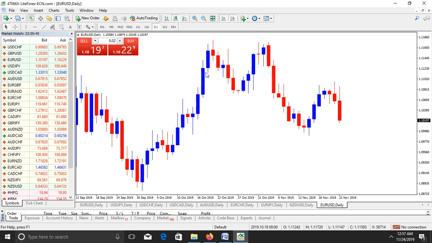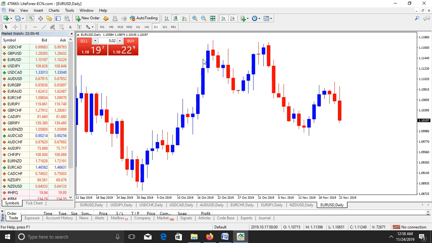Now, if you look at this one here, the blue candles here are the bullish candles. So you see this one now, it opened at 1.1071 and closed at 1.1124. So it closed higher. It opened at 1.1071 and closed at 1.1124. So that is a higher close. The close is higher than the open, so it's a bullish candle.